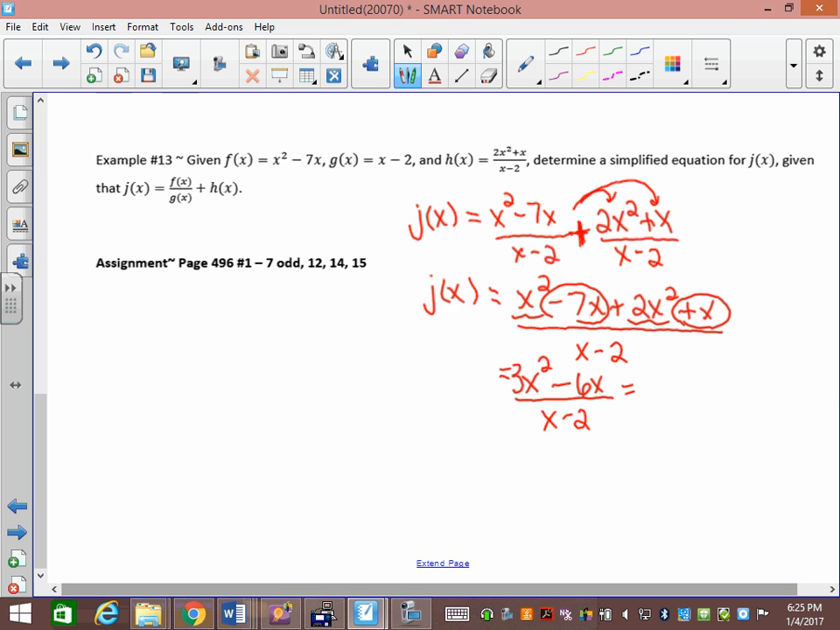And then don't forget, you can take a 3x out of the numerator. And when you take a 3x out of x squared, you're left with x. You take a 3x out of negative 6x, you're left with minus 2 over x minus 2. The x minus 2's cancel, and you're left with 3x. And technically, you should say x can't equal 2 for restrictions.